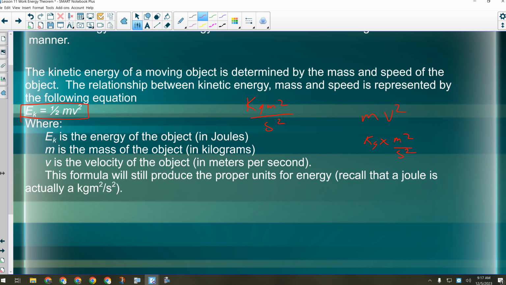All right, ringing a bell for everybody from yesterday? The kilogram meter squared per second squared part isn't?